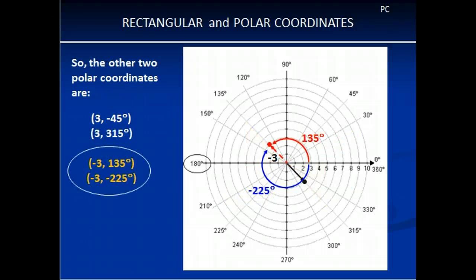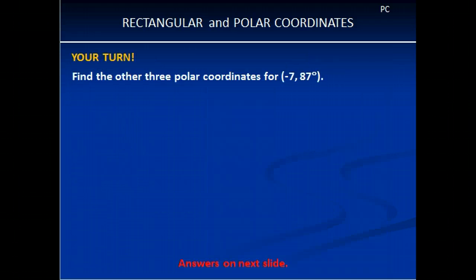And when we write that, we want to be very careful that we don't forget which is our positive and which is our negative. Going upward and around, which would be counterclockwise, that's positive 135 degrees. The other side of that is the negative 225. So here are the other 2 coordinates. Here's your turn. Find the other 3 polar coordinates for negative 7 and 87 degrees. You can pause now and try it.